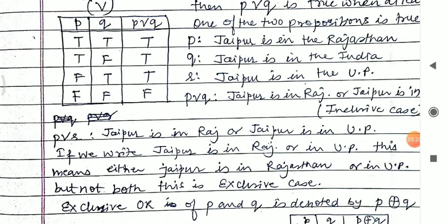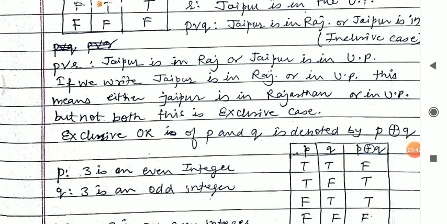Now, if we write this simple sentence in the form Jaipur is in Rajasthan or in UP, this means either Jaipur is in Rajasthan or in UP, but not both. This is the exclusive use of or. This is the exclusive case. This is an important thing.